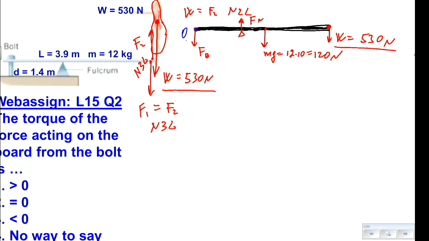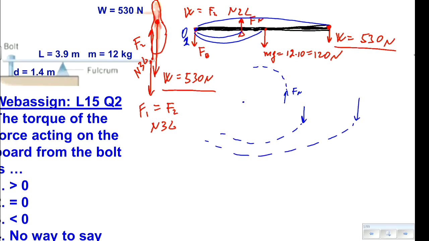this is where I want to select my axis. I'm going left, right. So relative to this axis, we have 1, 2, 3 lever arms. And relative to this axis, it actually helps just to draw... we have 1 counterclockwise torque, and we have 2 clockwise torques. And now we can balance them out.